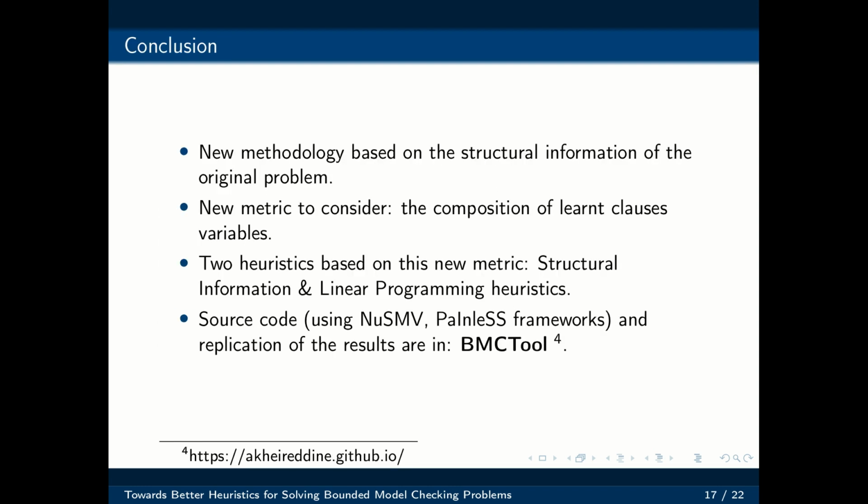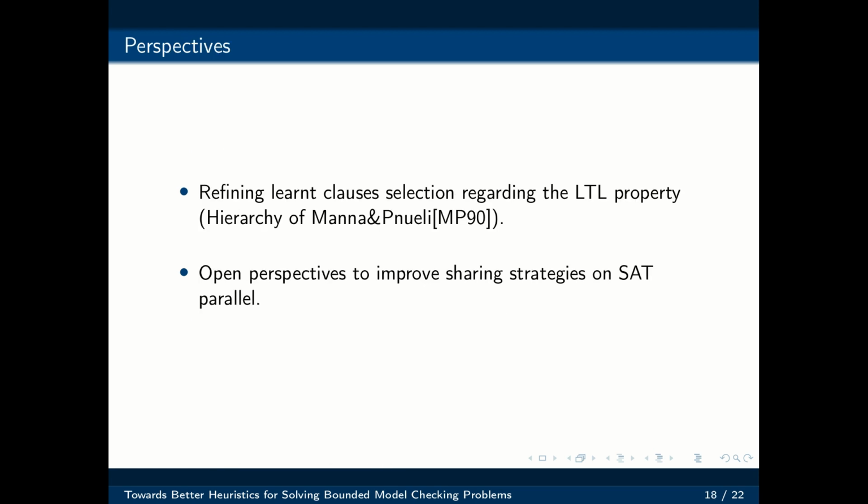So to resume, we proposed a generic methodology to classify learned clauses, and we applied it to the special case of BMC. These learned clauses have been classified according to their meaning in the original problem, which helped us to suggest 2 heuristics based on the information carried by the LTL property. The 2 heuristics improve the state-of-the-art approaches, and you can find the source code and the application of the results on our website. In the future, we aim to refine the proposed classification by exploiting the specification of the LTL property and focusing more on tuning the main databases, the tier 2 and local. We also would like to propagate this idea to offer new sharing strategies on parallel SAT solvers.